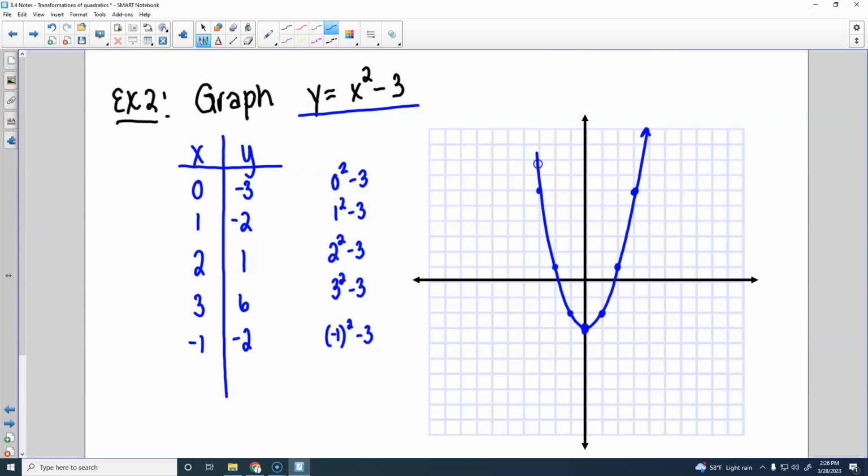So Isabella said that this really is like the same graph we just had. It's just been moved down. How far did it move down? It moved down 3. What do you see about the equation?